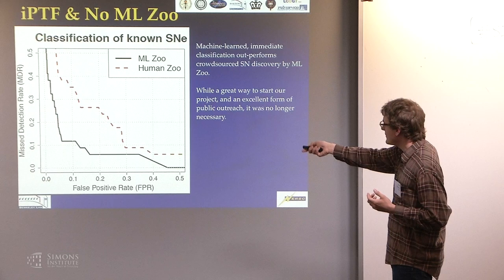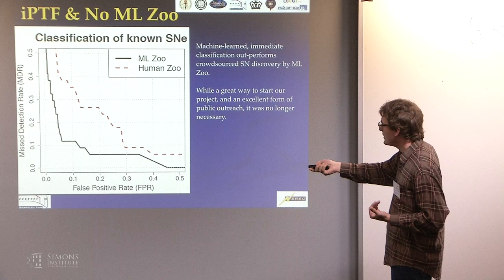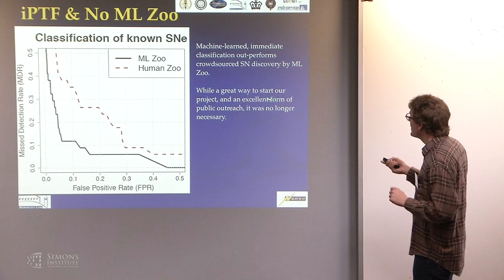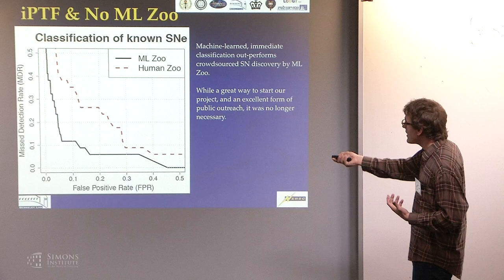And what you can see is that for a data set of known supernova, the machine learning at this point actually did significantly better than the humans that were out there. So now there's a real-time decision-making framework for IPTF that outperforms crowdsourced supernova discovery. And so while this was a great way to start the project and a good form of public outreach, it actually became outmoded and no longer necessary for the survey.